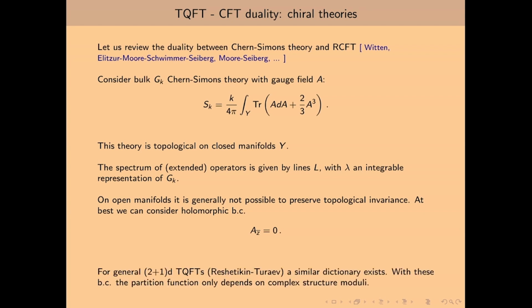And you can do the same for generic 2+1D TQFTs. There are some kind of free boundary conditions that you can choose. And they are the equivalent, as far as I'm concerned, of this holomorphic. They will not be holomorphic in general, but if you have a more general TQFT, there is something which replaces this, which is not topological. And this is the best you can do in general.